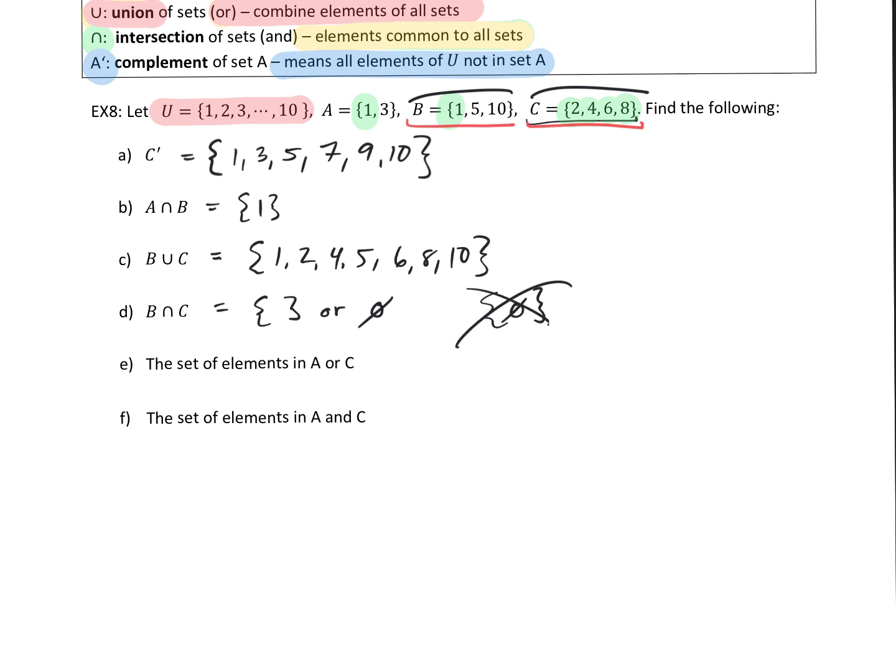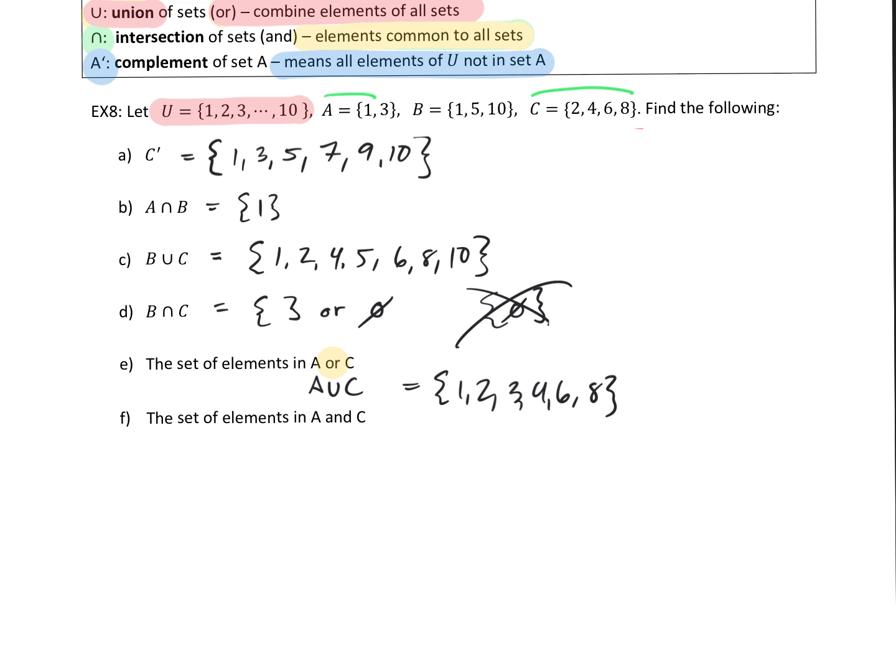Next, we have E, the set of elements in A or C. Well, remember, or just stands for union. That's going to be A or C. So we're just going to union up those elements. So whatever's in A and whatever's in C, we'll just combine them together. Let me erase this so I can write that out. So it's going to be 1, 2, 3, 4, 6, and 8. Those are the elements in A combined with the elements in C.